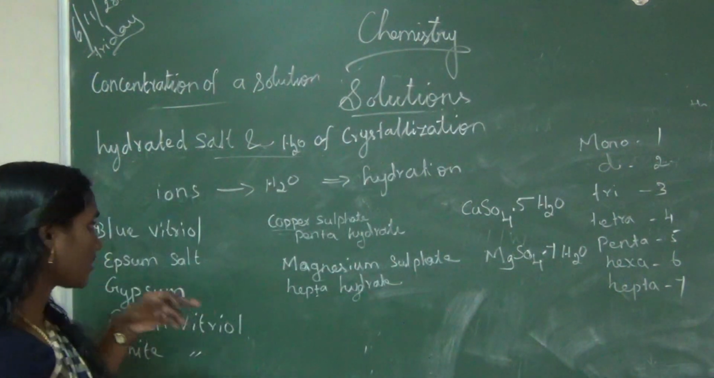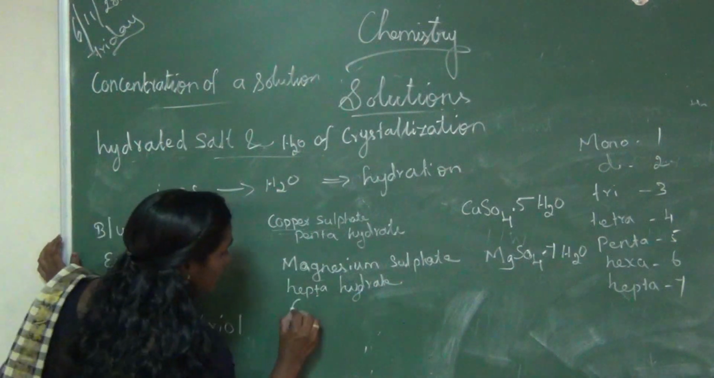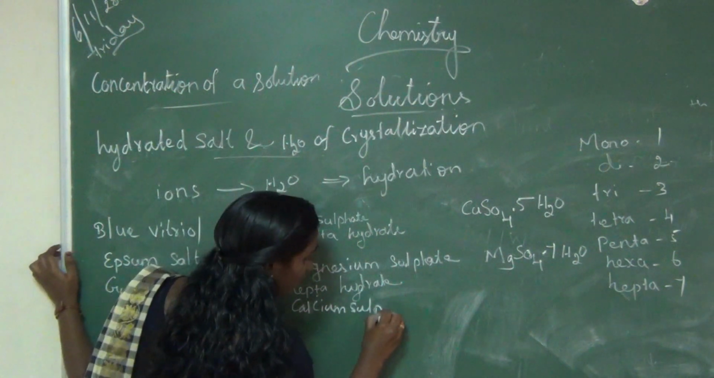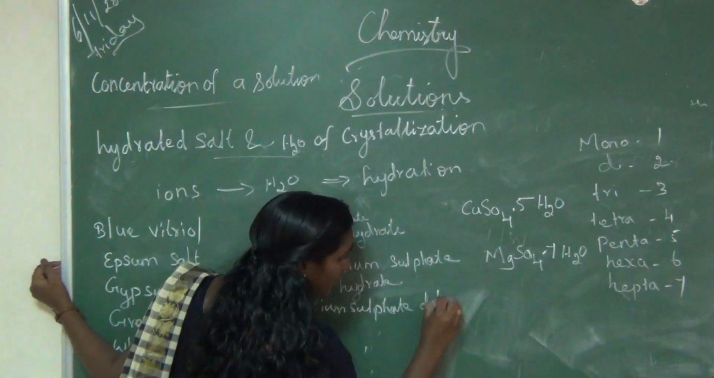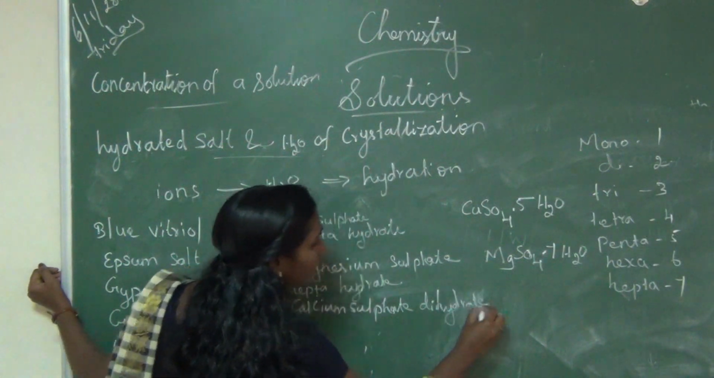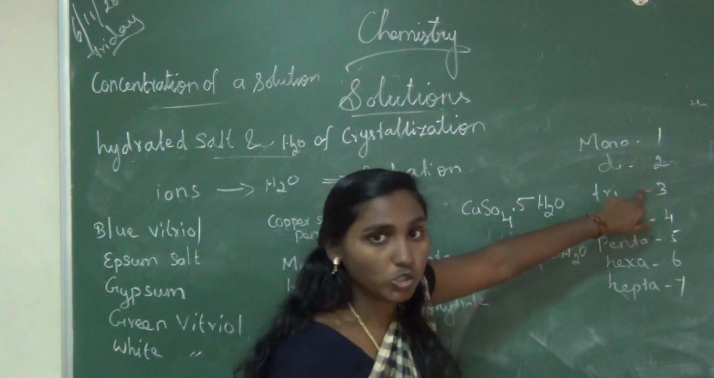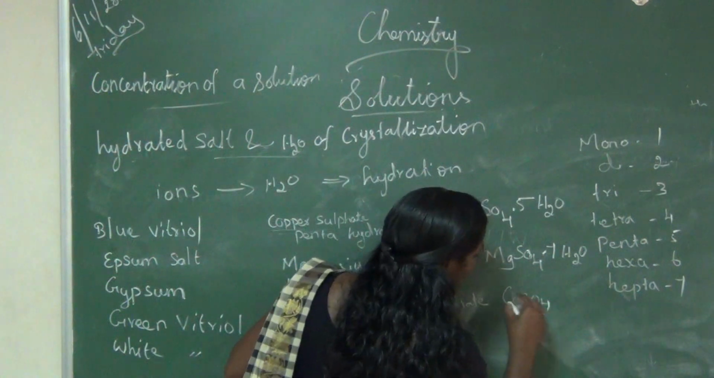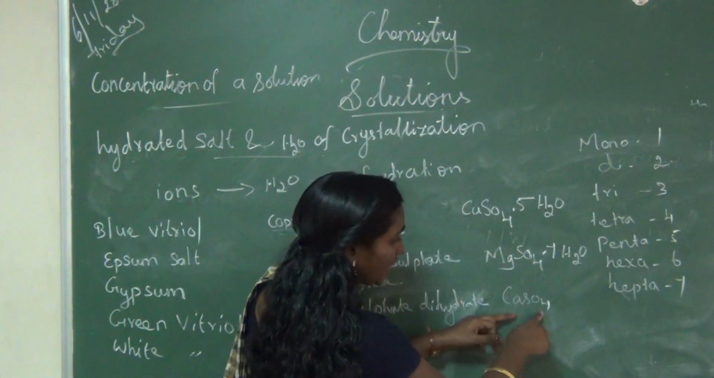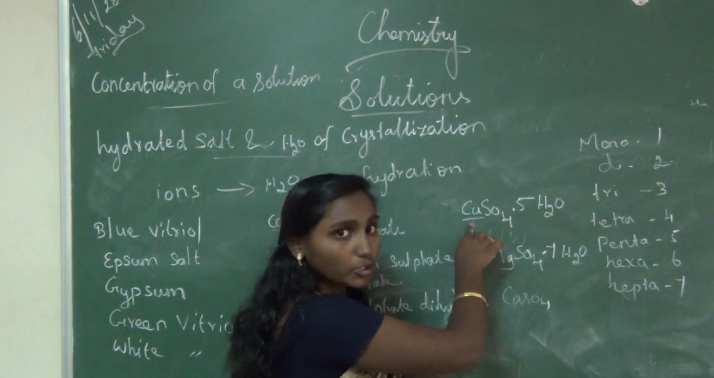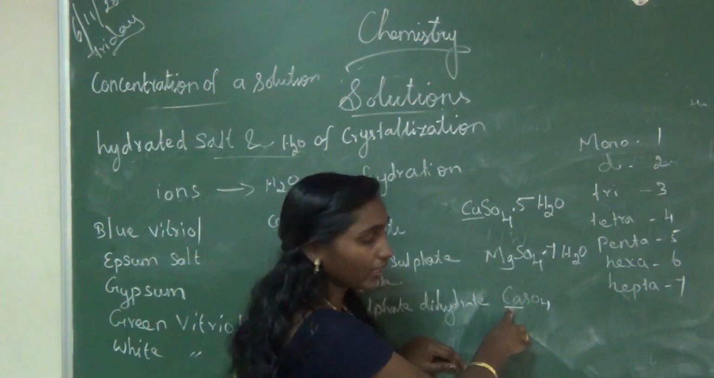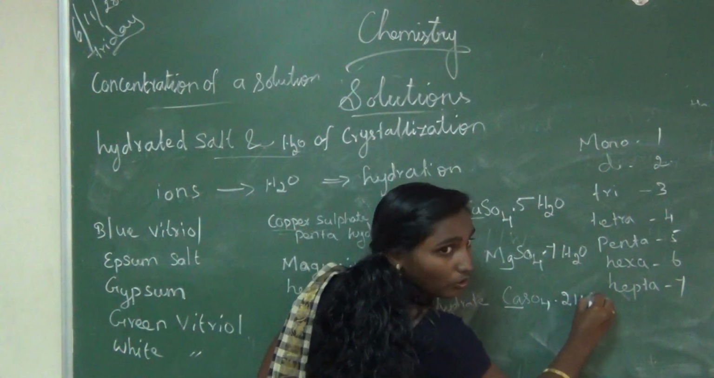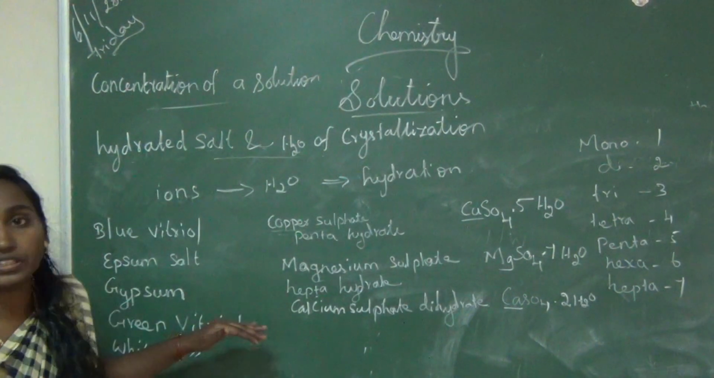Then gypsum. The gypsum IUPAC name is calcium sulfate dihydrate. So di means 2, right? Calcium sulfate formula you all know, CaSO4. Don't confuse copper sulfate and calcium sulfate. Copper symbol is Cu, then calcium is Ca. So calcium sulfate CaSO4, di means 2, so 2H2O.